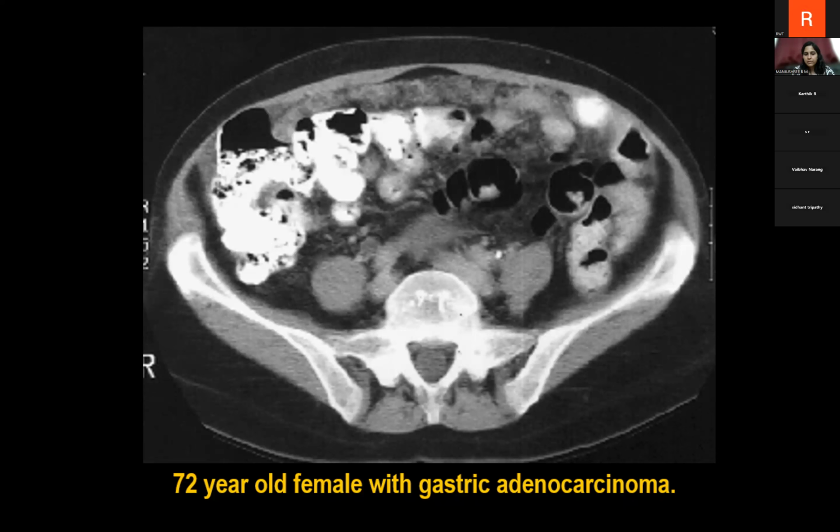Description is given. This is of a 72-year-old female with gastric adenocarcinoma, so that you will get some clue.